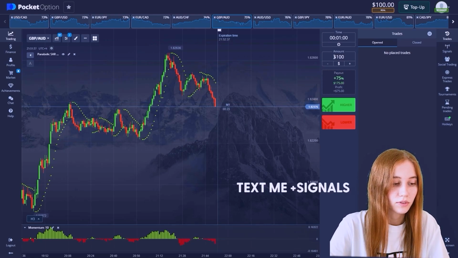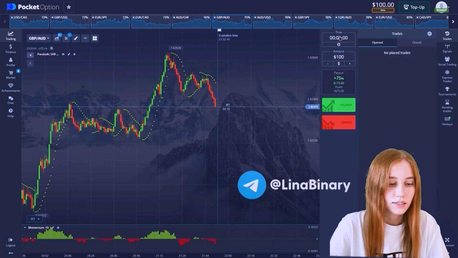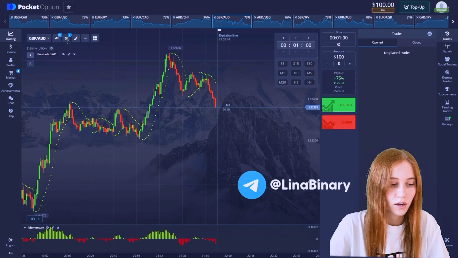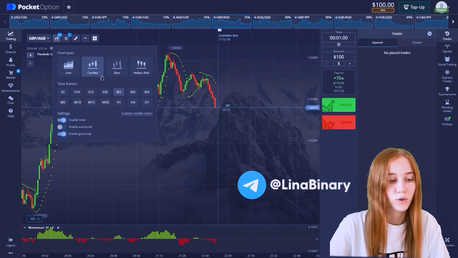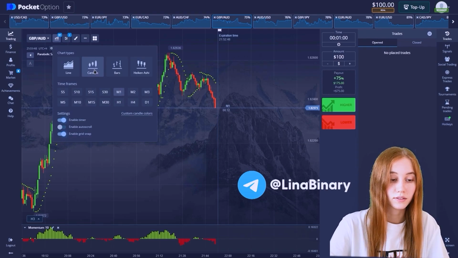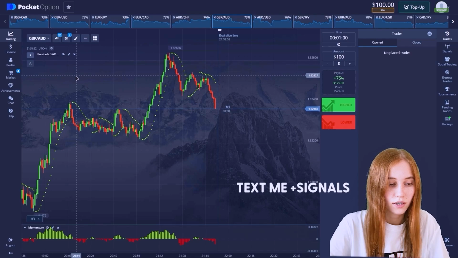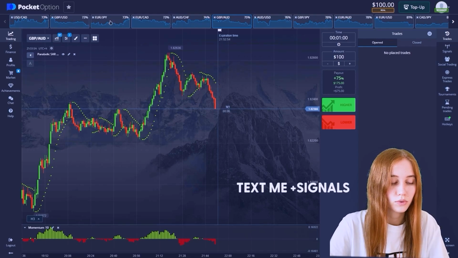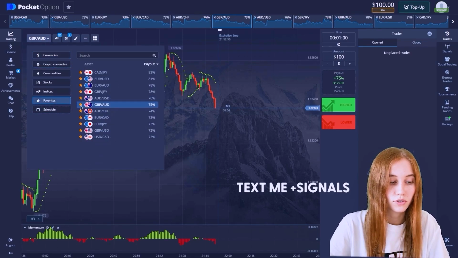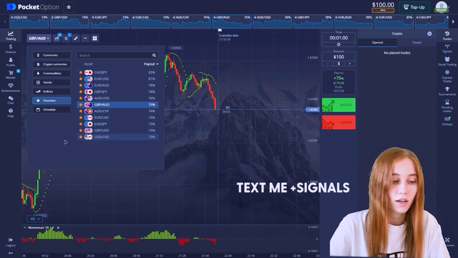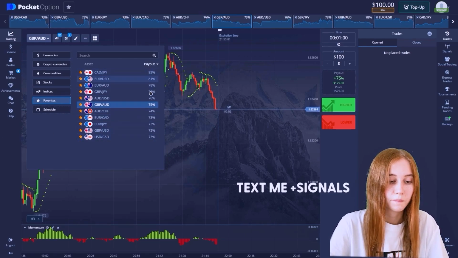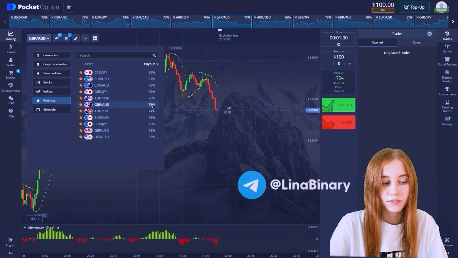Let's set up our workspace. The amount of deals will be $100. Deals time is 1 minute, therefore we include the minute time frame in candles. And these are my settings at the moment. We'll also trade on currency pairs. I choose these currency pairs for myself. They suit me perfectly. The payout percentage is above 70 everywhere.